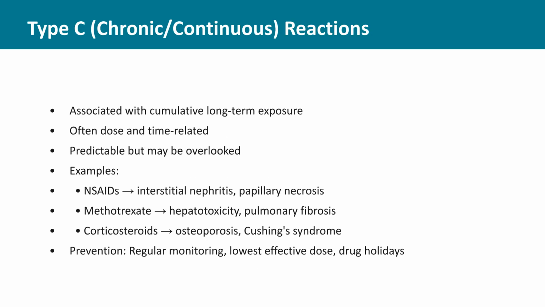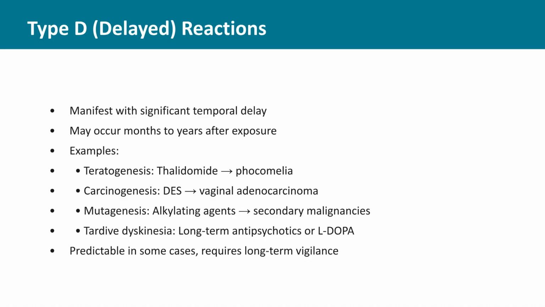Type C, or chronic reactions, are associated with cumulative long-term exposure. Examples include NSAID-induced nephropathy or corticosteroid-induced osteoporosis, requiring regular monitoring for prevention. Type D, or delayed reactions, manifest with a significant temporal delay, sometimes months to years after exposure. These include teratogenesis and carcinogenesis, necessitating long-term vigilance.